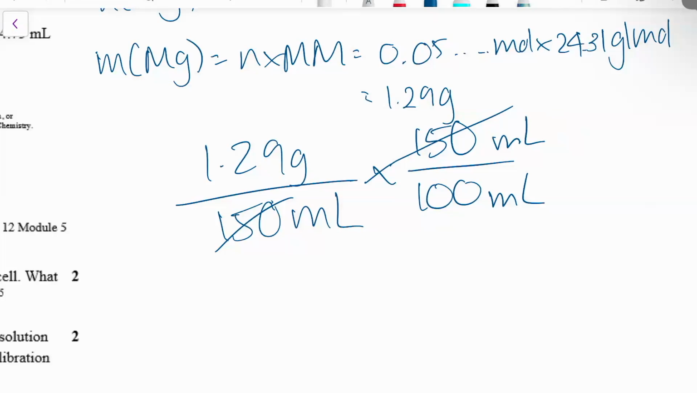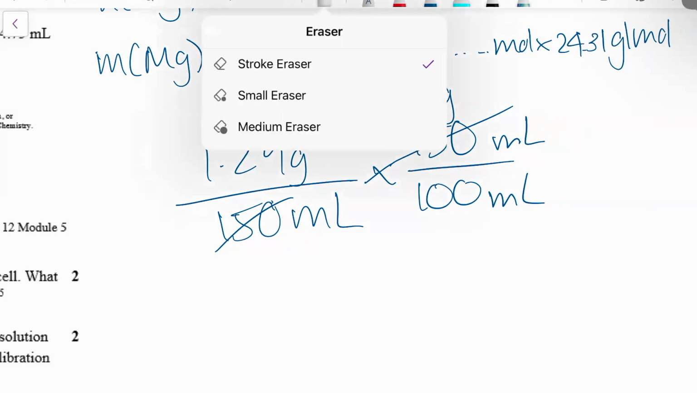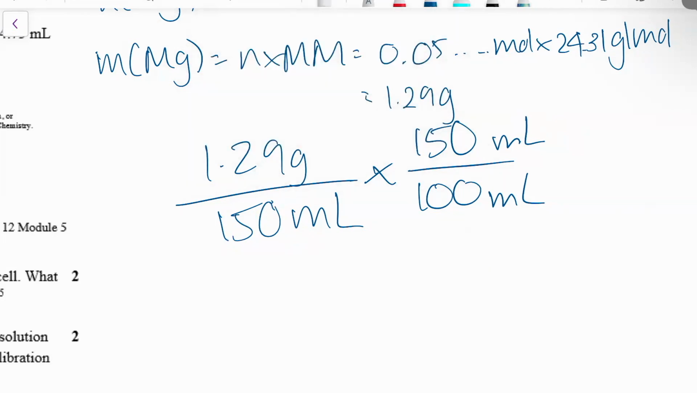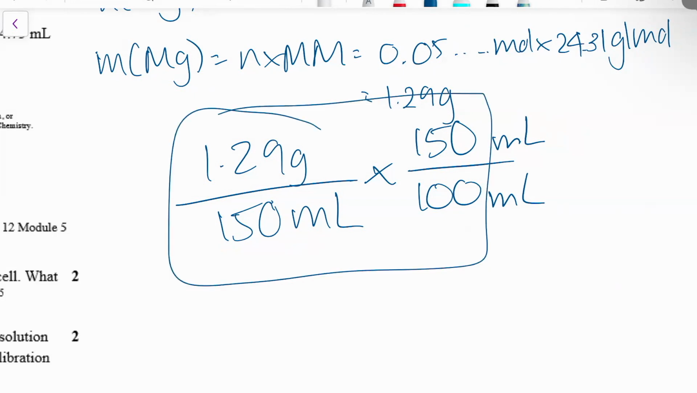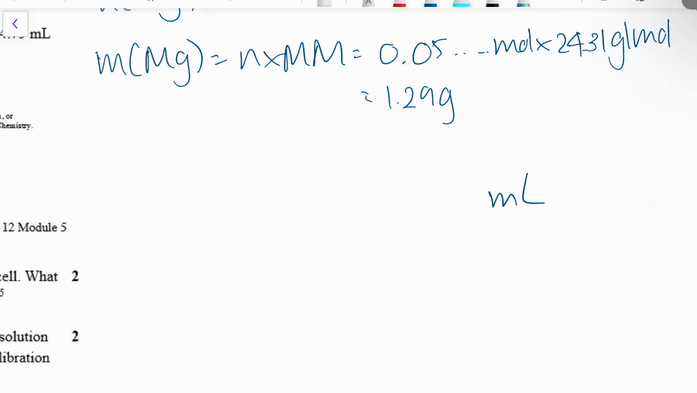So actually no, hold on. 1.29 grams per 150 mils. We can't do it like this, because if you put the entire thing in the calculator, you'll end up with per mil down the bottom anyway. If you divide by the 100, it'll just end up being per mil. So what we want to do instead is, it's 1.29 grams for every 150 mils.